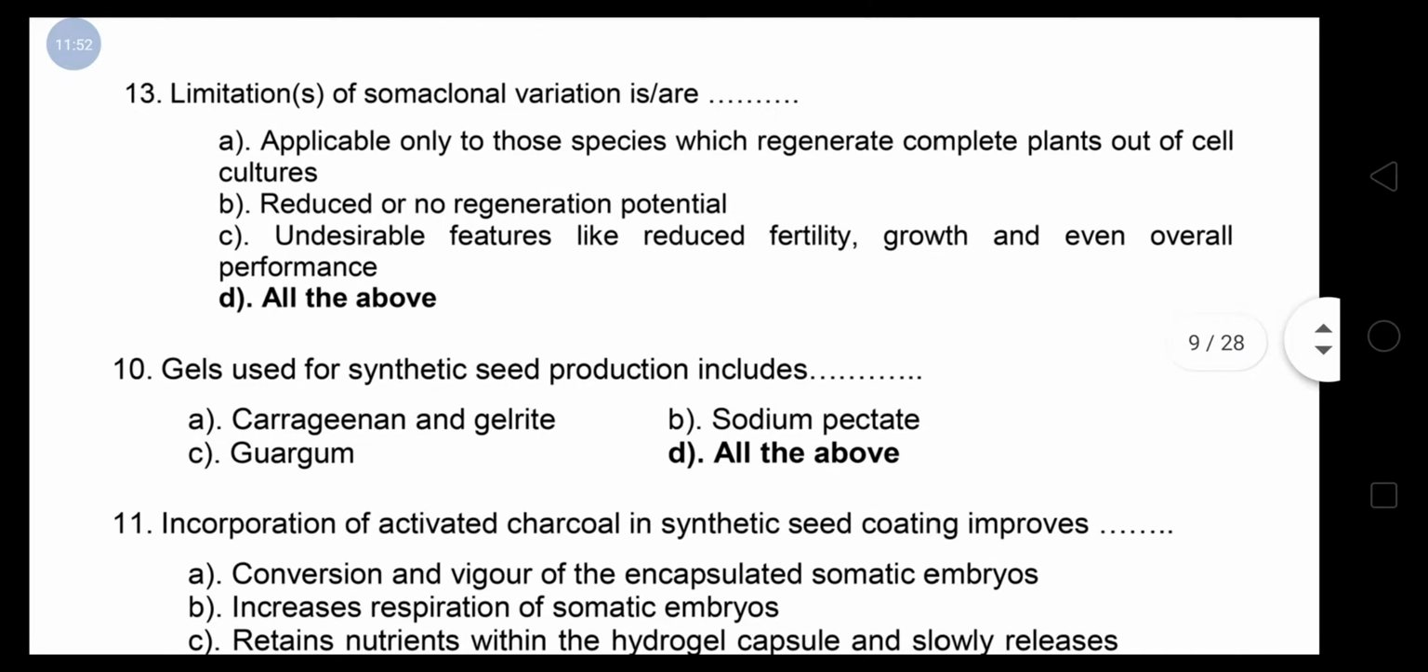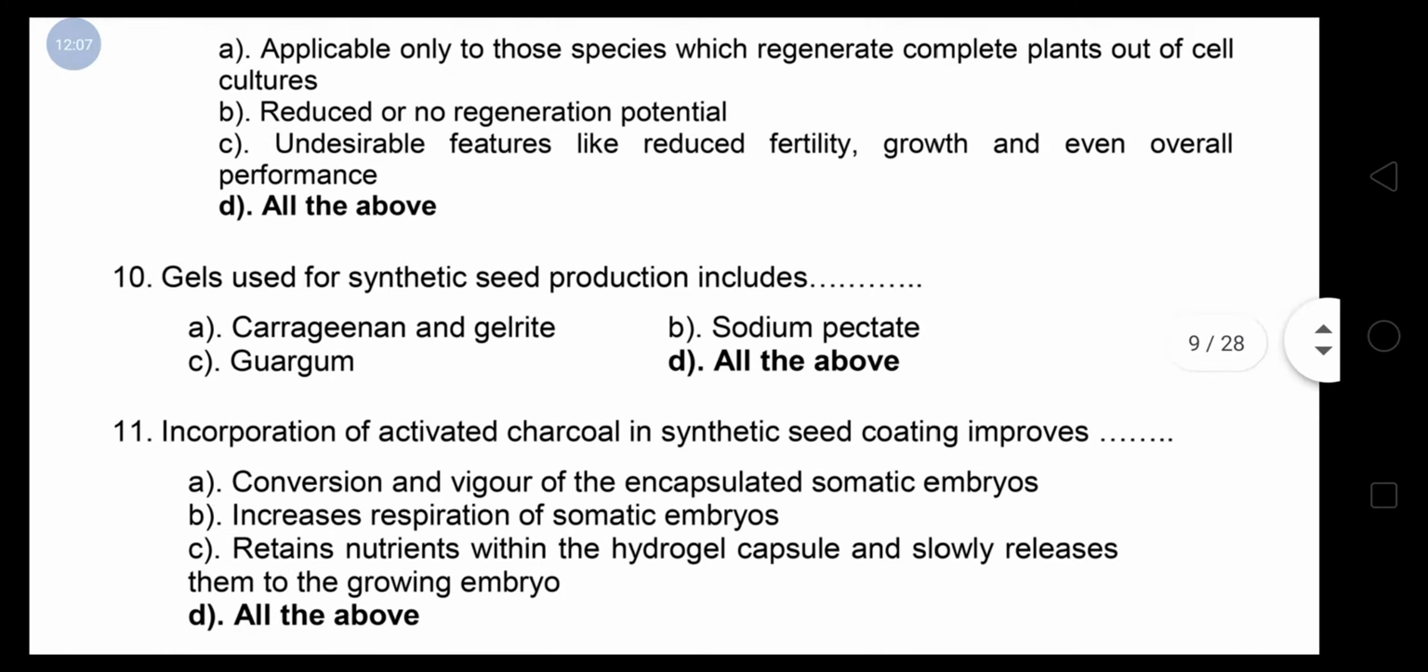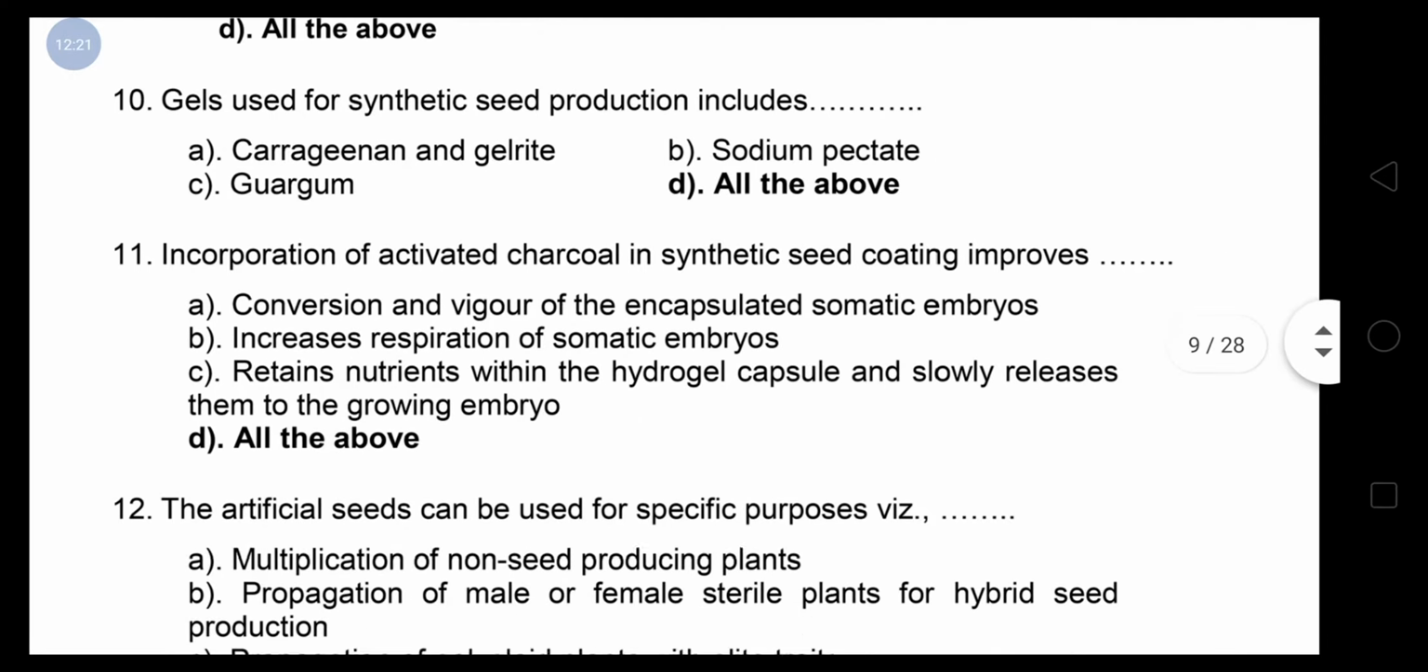The limitations of somaclonal variation are applicability only to those species which regenerate complete plants out of cell cultures, reduced or no regeneration potential, and undesirable features like reduced fertility, growth, and even overall performance. Gels used for synthetic seed production include carrageenan, gelrite, sodium pectate, and gellan gum.